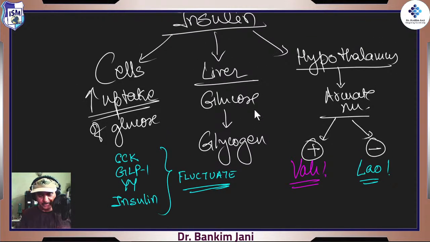Acha. So cells increase uptake, liver glucose to glycogen, and hypothalamus arcuate nucleus, stimulation of that VAVA and inhibition of that. But these that we are talking about, CCK, GLP-1, YY, and insulin, they keep on fluctuating depending upon what the level is. But it never happens that when we are deep asleep and suddenly we wake up and feel like, let's eat something, and after eating we once again go to sleep. Normally it never happens.